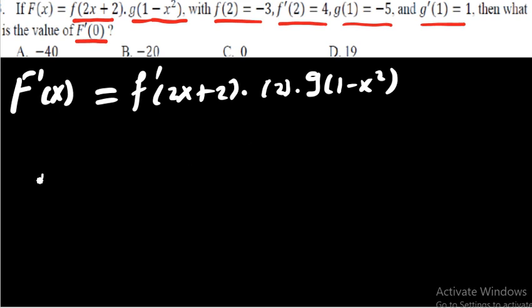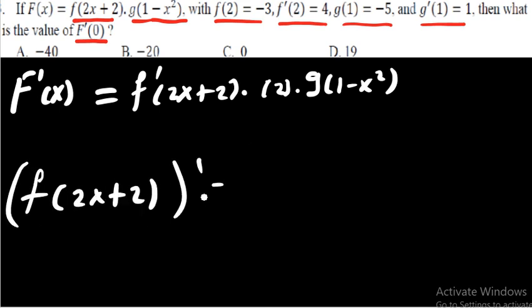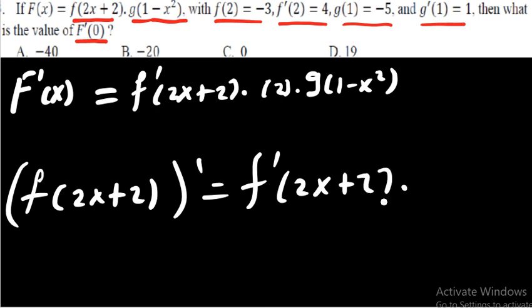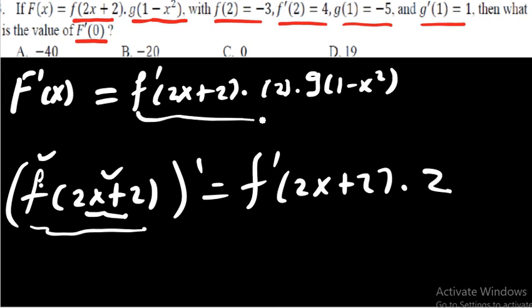What did I do? Look, f of 2x plus 2, when you derive this one, it's going to be f derivative of 2x plus 2 times the inner derivative. Because there are two functions here composed each other. One f, the other one is the inner function, which is a linear one. So the f derivative, I wrote it already here, f derivative of 2x plus 2 times the inner derivative, that is 2x plus 2. When you derive it, it will be 2. That's what I write here. This is the whole derivative of the first function, what you see here.